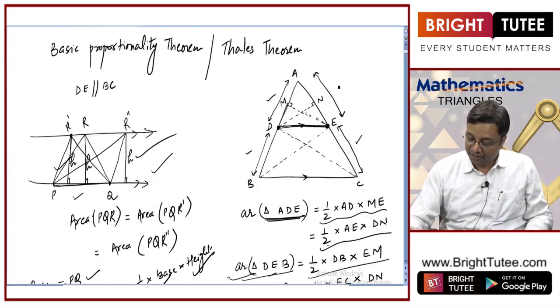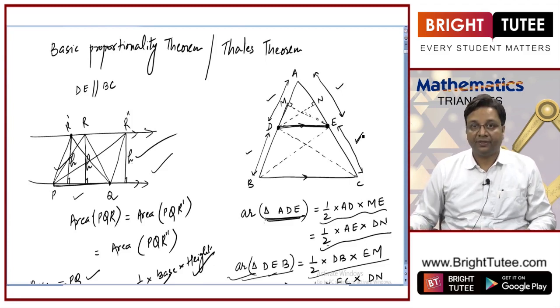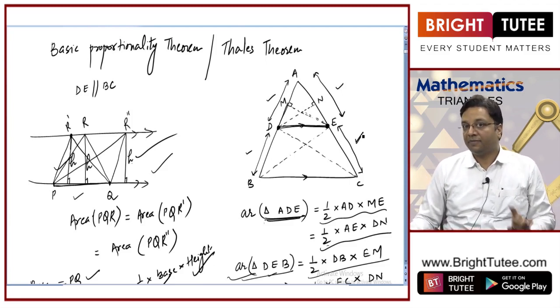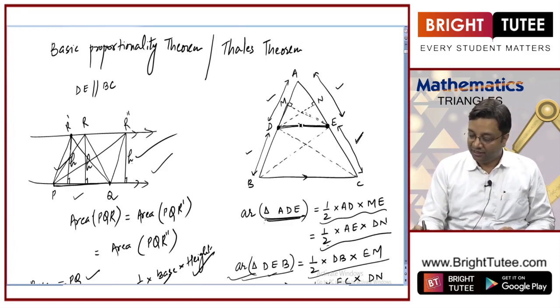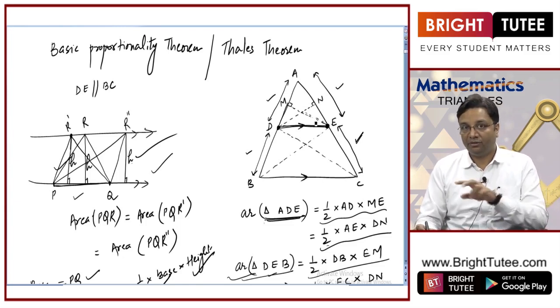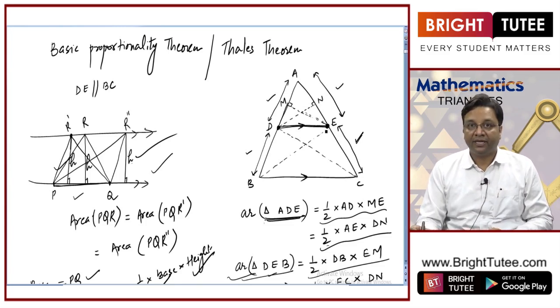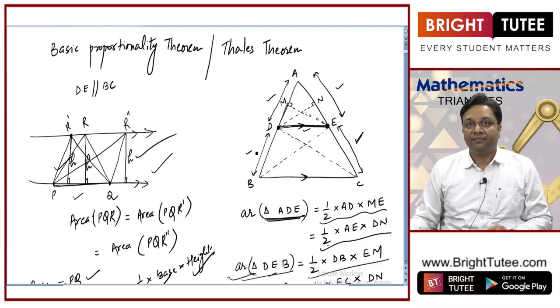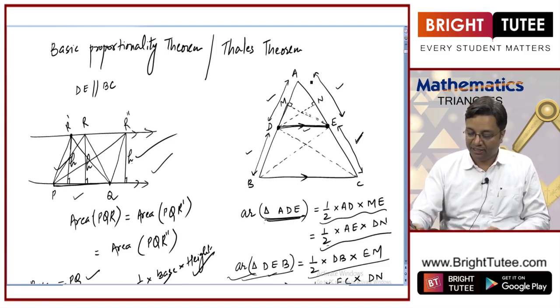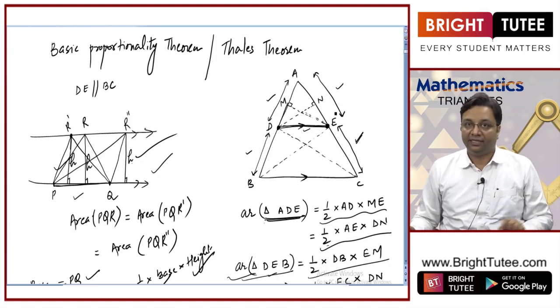AD by DB is equal to AE by EC. This result is the basic proportionality theorem, or Thales theorem, which says if there is a line parallel to a line in a triangle, cutting the other two lines at two different points, that is D and E, then this line will divide these two lines in equal ratios. As we have seen, AD by DB is equal to AE by EC.